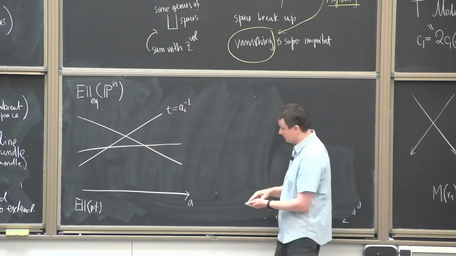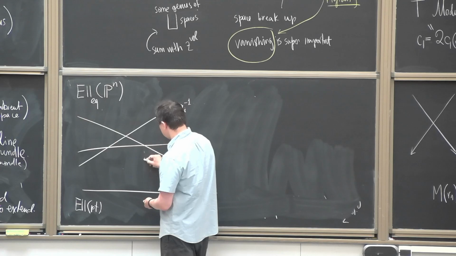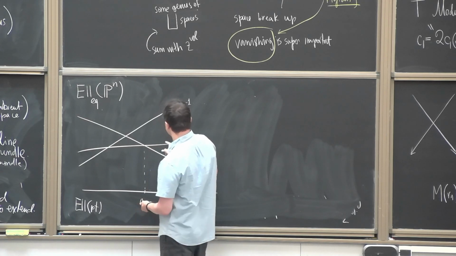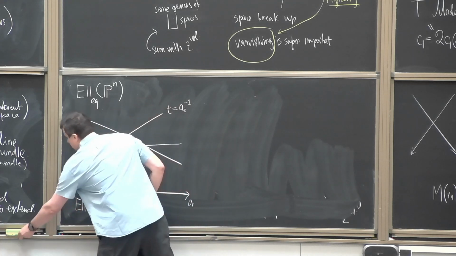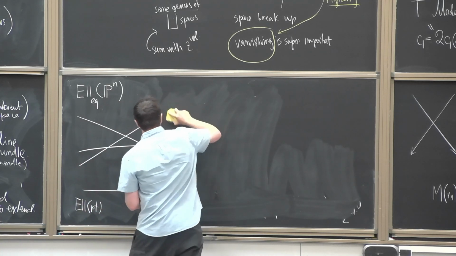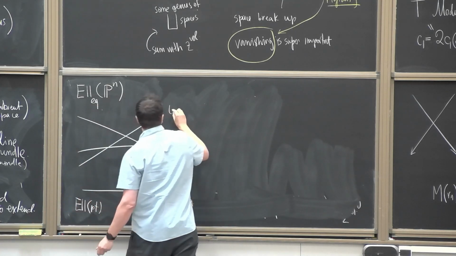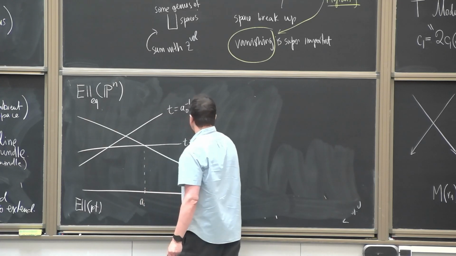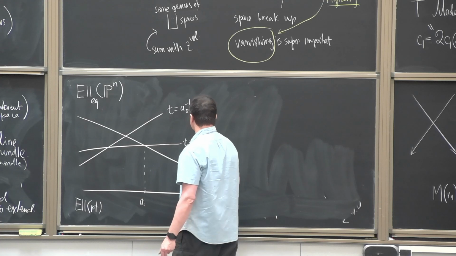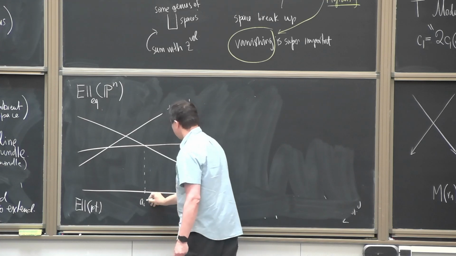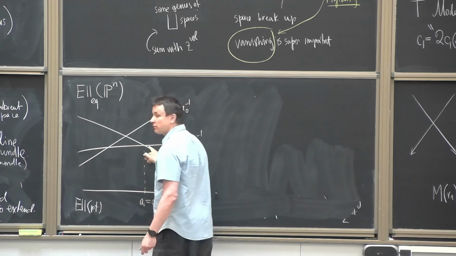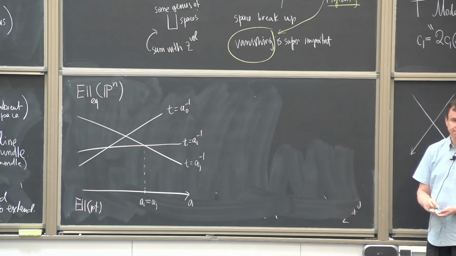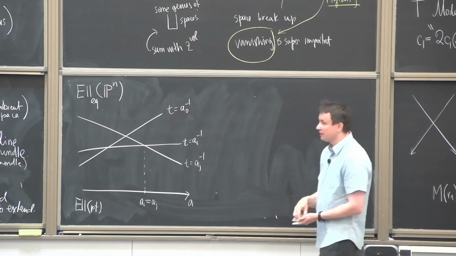And they intersect where A_i equals A_j. So maybe let's say there's t equals A_0 inverse here, t equals A_i inverse here, t equals A_j inverse here, and where A_i is equal to A_j, these two things intersect. That makes sense?